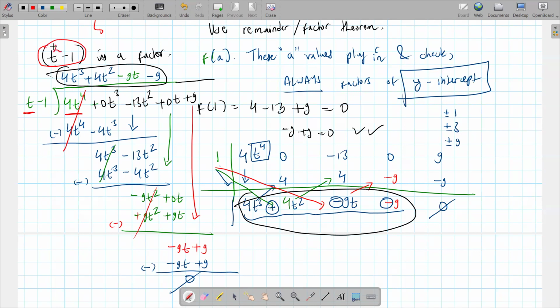If this was t squared, then synthetic division fails. You cannot use synthetic division, okay? To solve this problem, what you do is you turn this into another f of x, and then you check for factors of 9, which we know what they are. And then you plug one of these in, see which one gives you a 0. And then you do synthetic division one more time.